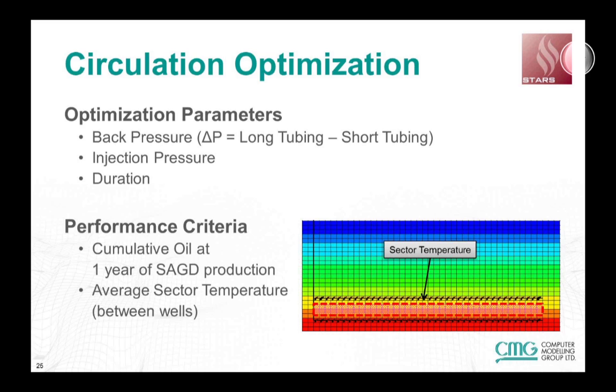circulation period based on the back pressure, or in this case, translated to a delta pressure between the long tubing and the short tubing, the absolute injection pressure, and the duration. In order to evaluate the most optimal case, we'll look at the cumulative oil produced at the end of 1 year of SAGD. And we'll also monitor the average sector temperature between the wells.